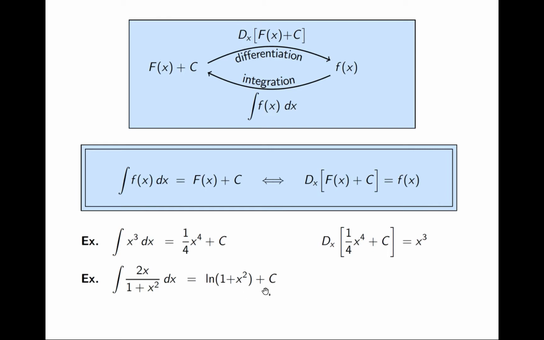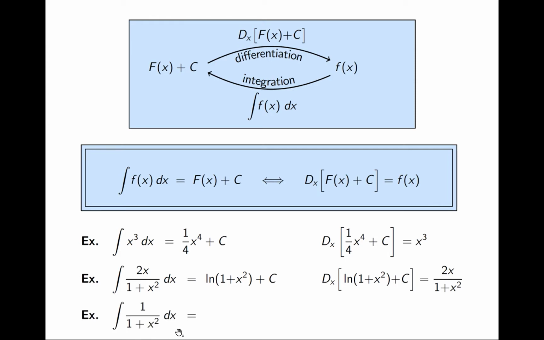The reason being that if you differentiate this ln of 1 plus x squared plus c, you've got to use the chain rule to differentiate that ln of 1 plus x squared, and you'd put the 1 plus x squared on the bottom and the derivative of 1 plus x squared, which is 2x, on the top. And there you go. The derivative of ln of 1 plus x squared plus c is 2x over 1 plus x squared. And that confirms that this integral holds true. The integral of 2x over 1 plus x squared dx equals ln of 1 plus x squared plus c, because the derivative of this answer gives you what you're integrating.